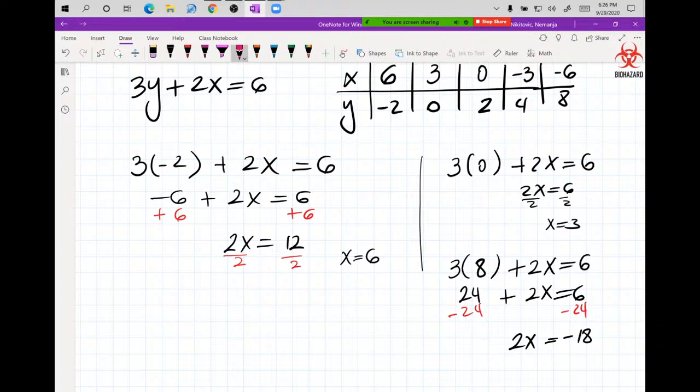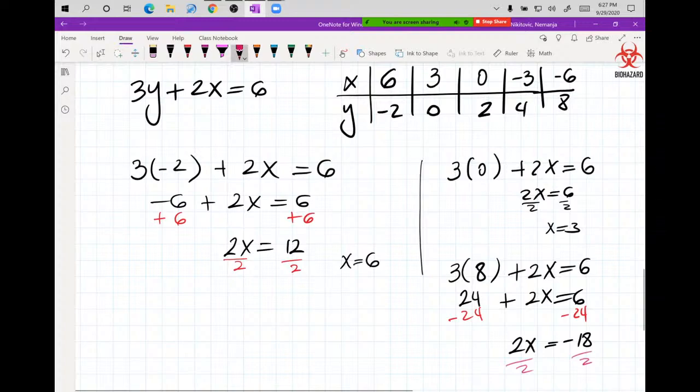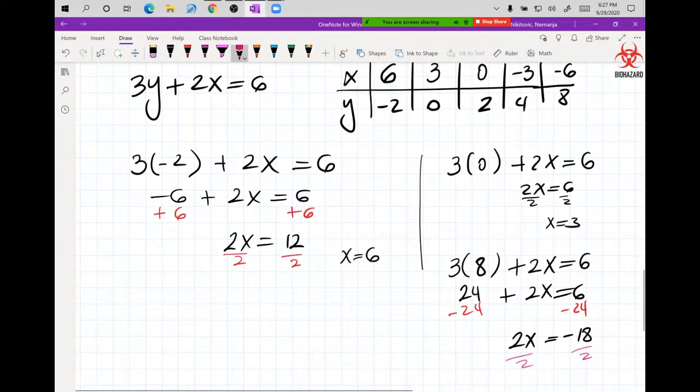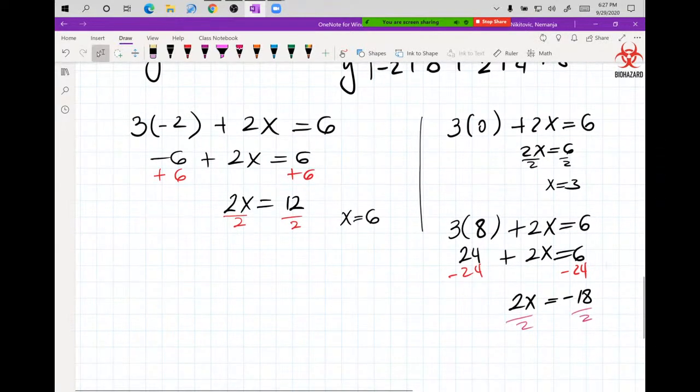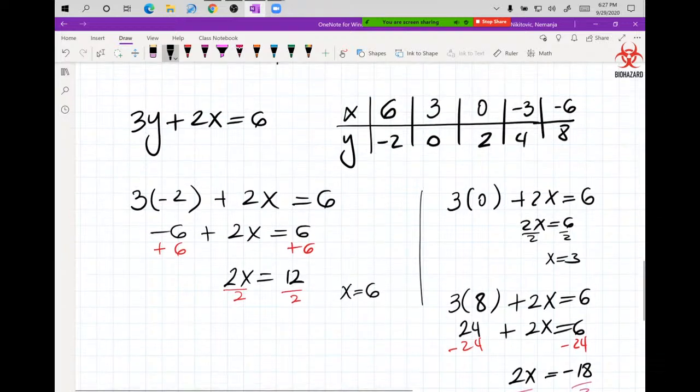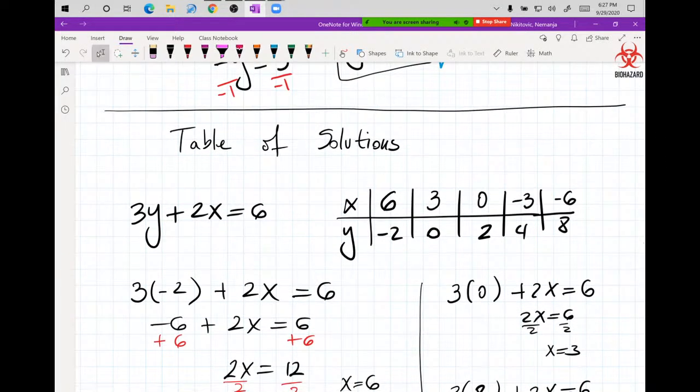And now when I divide both sides by 2, I get negative 9. Yeah, that's what I got for that one too. I thought it was wrong. Yeah, I thought mine was wrong too. I got the same answer. It's a negative 9. Oh, they skipped the 6.